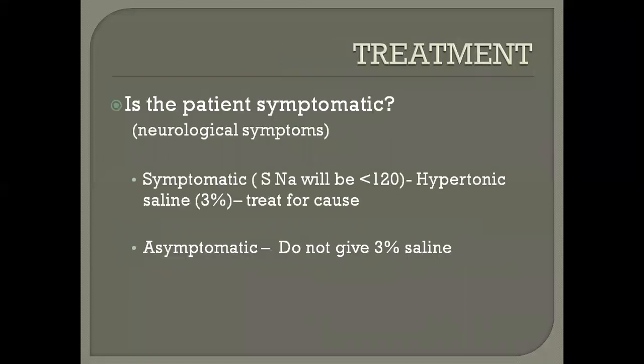So now we move to the treatment. The first question you want to ask in terms of treatment is: is the patient symptomatic? And by symptomatic, I mean neurological symptoms. If the patient is symptomatic, then serum sodium most likely will be less than 120. And the treatment for this is hypertonic saline, which we use is 3% saline. If the patient is asymptomatic, then we do not give 3% saline. This is important to know. You should not give 3% saline if the patient is not symptomatic.